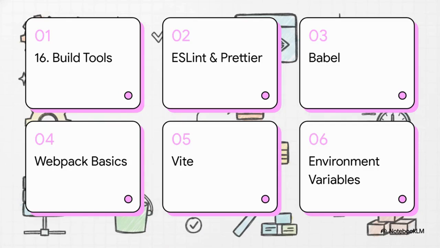So here is the roadmap for our factory tour. 1. The code assembly line. 2. Quality control. 3. The universal translator. 4. Heavy machinery. 5. The speed daemon. And 6. Securing environment variables. Let's get moving. Station 1.